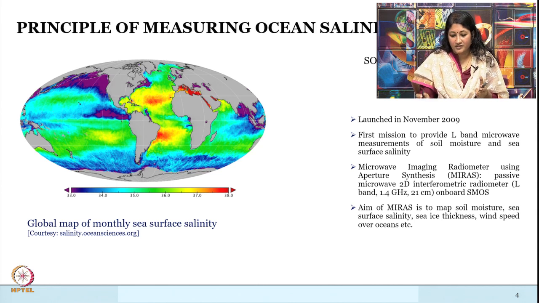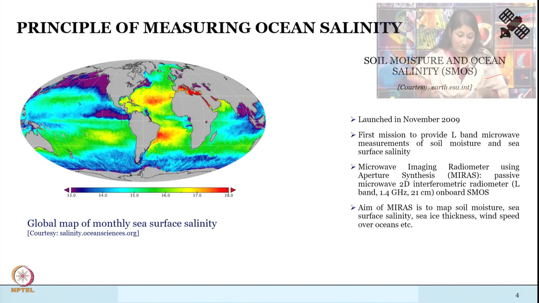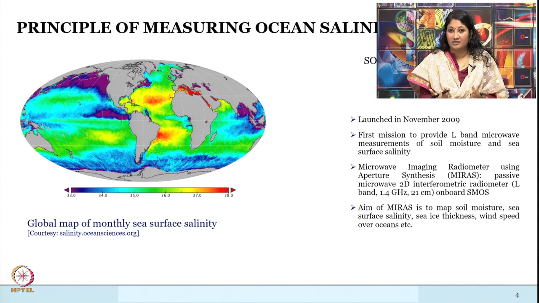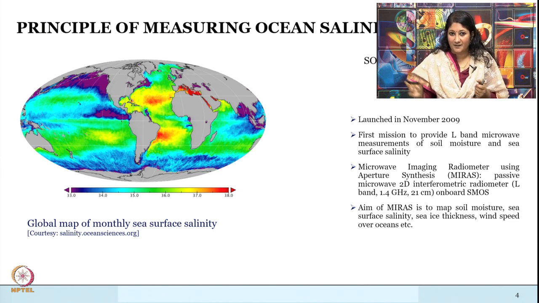So, SMOS uses something known as a novel interferometric technique to achieve spatial resolutions better than 50 kilometers by using three small antennas together. Now, you may be wondering, what is the interferometric technique? That will be covered as part of the next module, wherein we will learn in detail about radar interferometry.